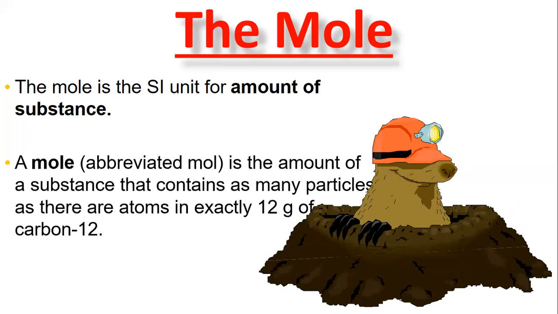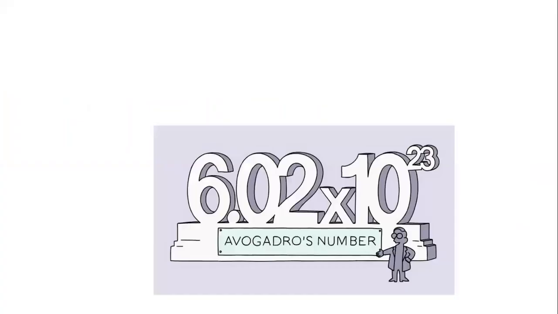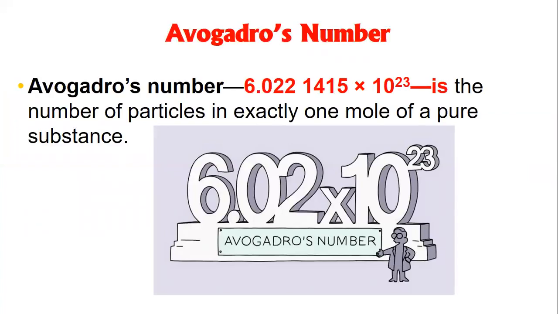A mole is the amount of substance equal to the atoms in exactly 12 grams of carbon-12. So the amount of atoms found in 12 grams of carbon equals 1 mole. But how many atoms are there? There are 6.0221415 times 10 to the power 23 atoms.